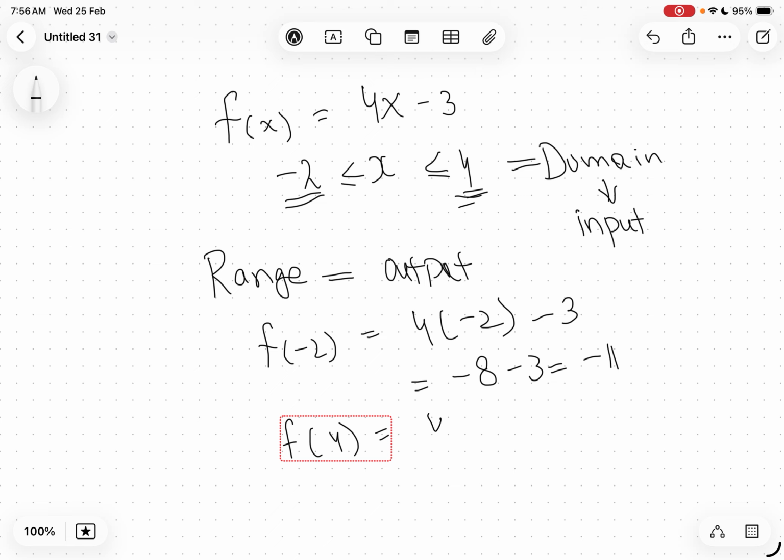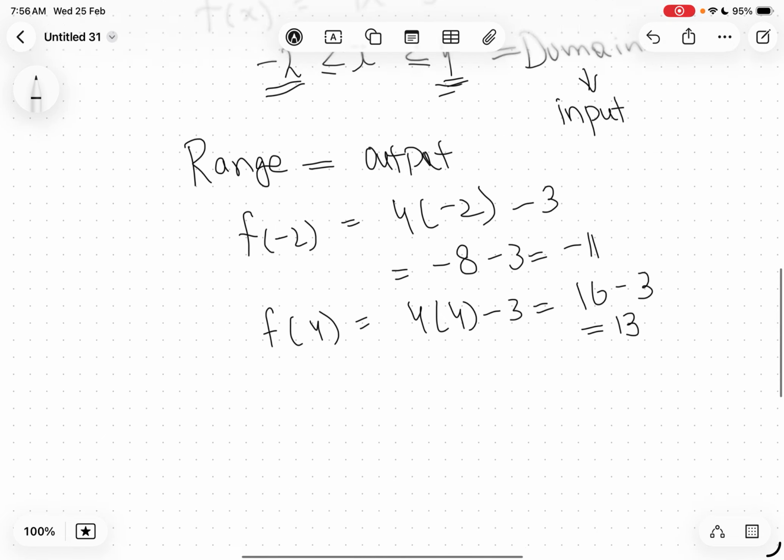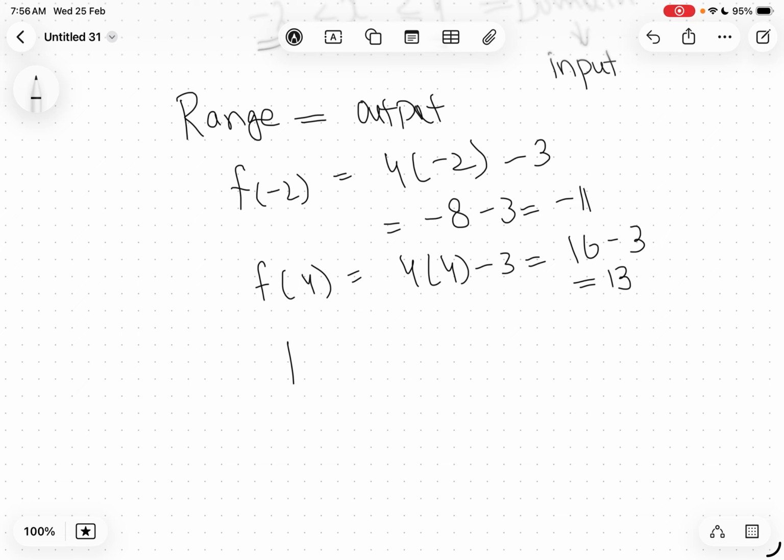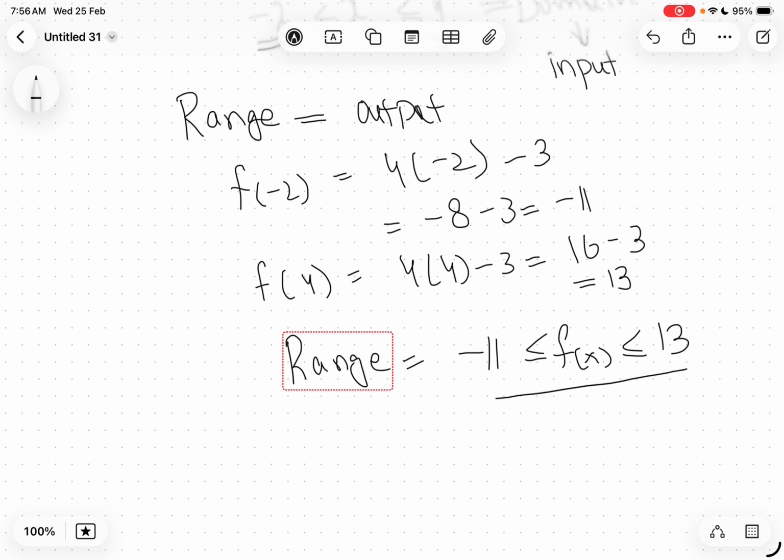If we input 4 in it, that was the maximum possible input, so it's going to be 4 times 4 minus 3. So it's equal to 16 minus 3. 16 minus 3 is equal to 13. Now, how are we going to represent the range in the answer? So range is equal to, we'll write down the function f(x) and we'll say that the value is greater than or equal to -11 but less than or equal to 13. So this is the way of representing range.